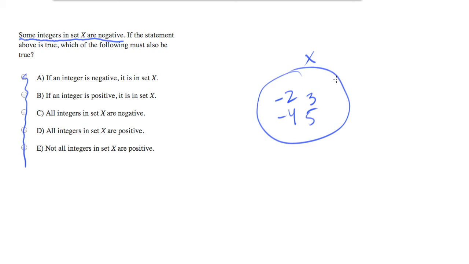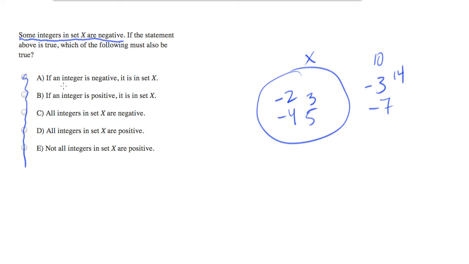Also, since we're dealing with set x, there are plenty of integers outside of set x. So let's put some integers outside of set x. And I'm trying to do some negatives and some positives to indicate all the possibilities for things in x and things not in x.